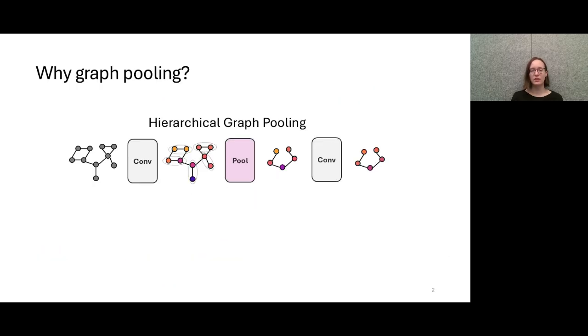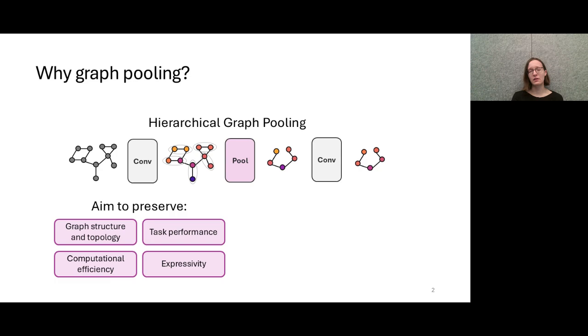And to get started, the main motivation of graph pooling is to reduce the size of graphs during GNN training. They are usually used after and before convolutional layers in a graph neural network, and they aim to allow the GNN to learn from the graph's coarse geometry. By reducing the size of graphs, useful pooling layers should preserve graph structure and topology. They should preserve task performance or even improve performance at downstream tasks. They should ensure computation efficiency, and they should preserve expressivity in the pooling operation.